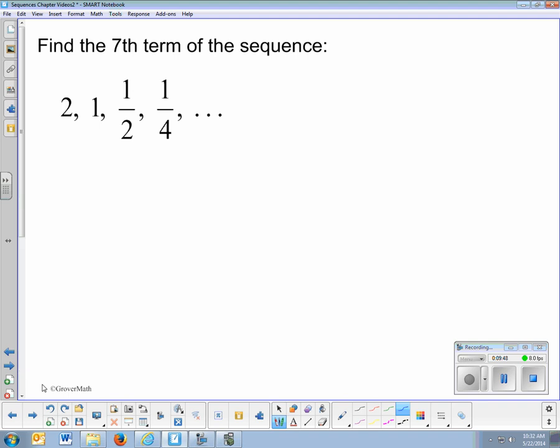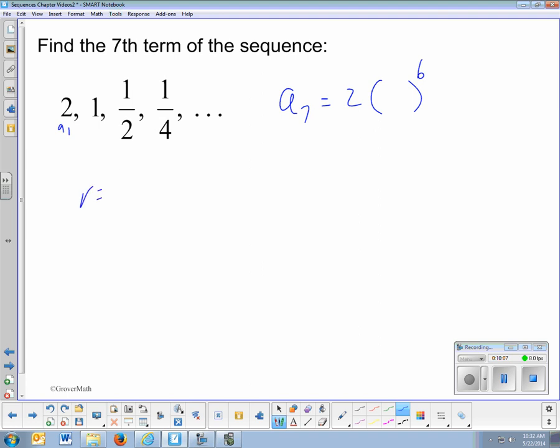Okay, we got one more? Yeah, let's do one more. The 7th term. This one's going to involve fractions here. So a7, our 7th term, is our first term, 2, times r, and it's going to be raised to the 6th. 7 minus 1, remember, n minus 1. r I have to figure out.